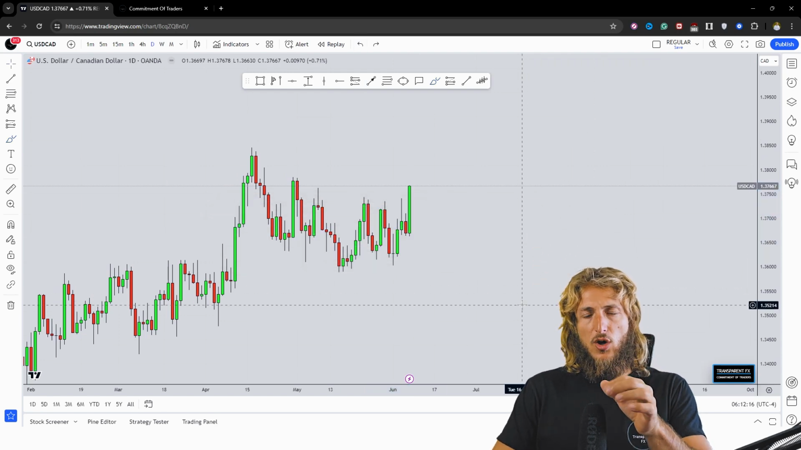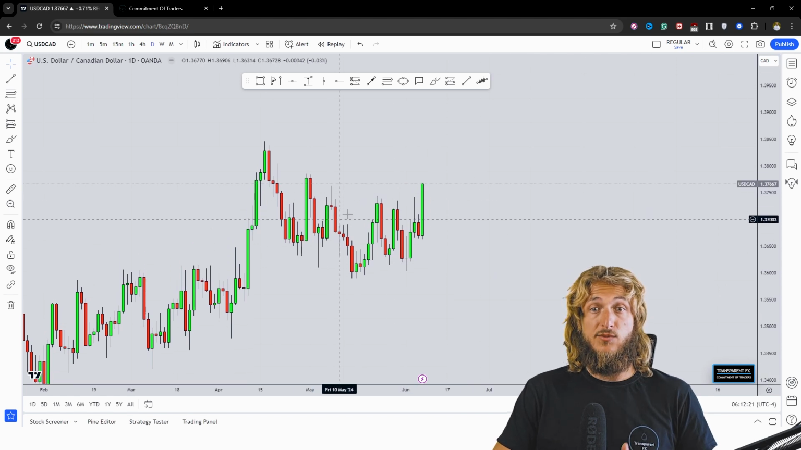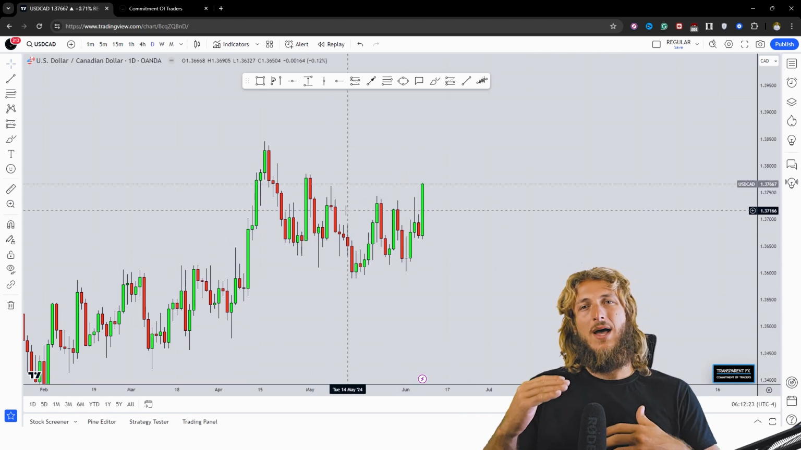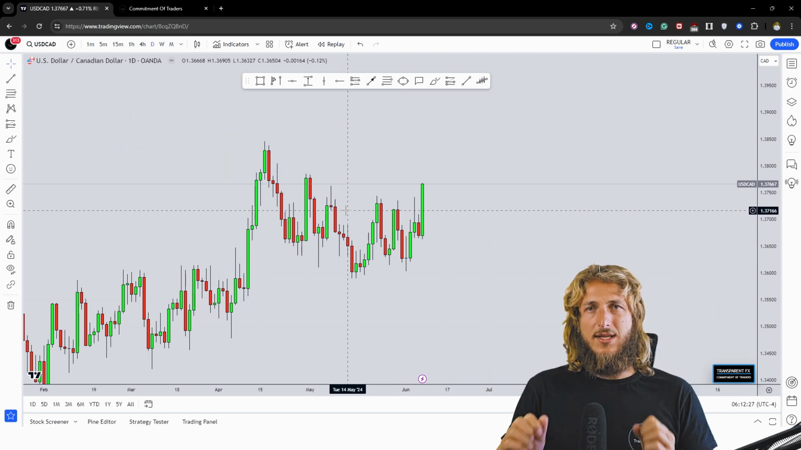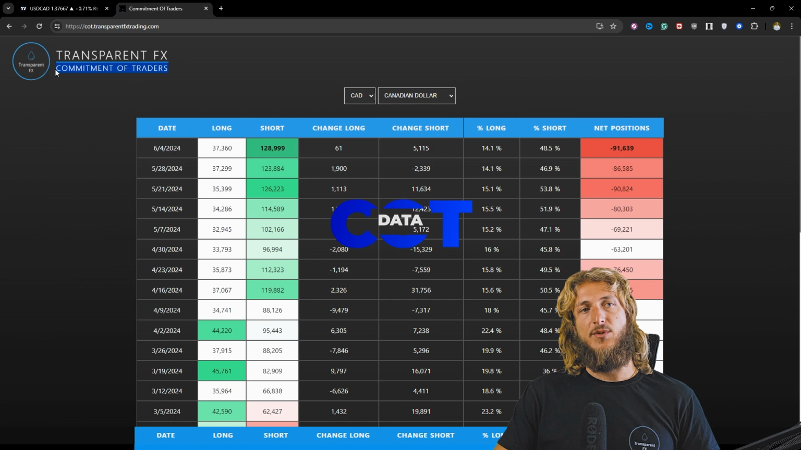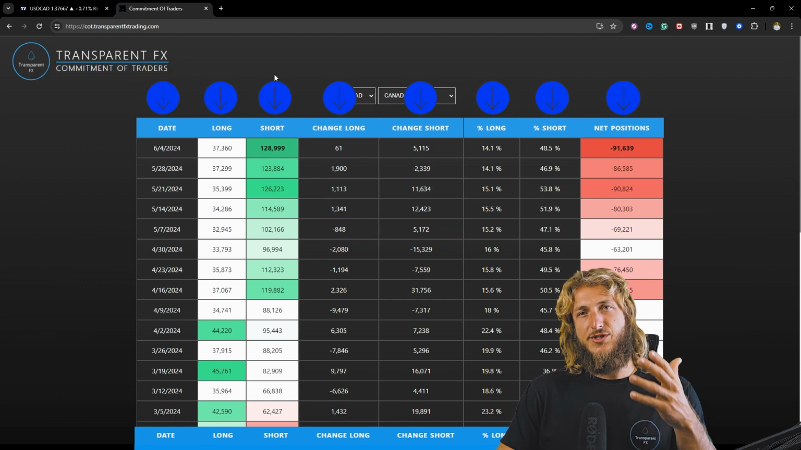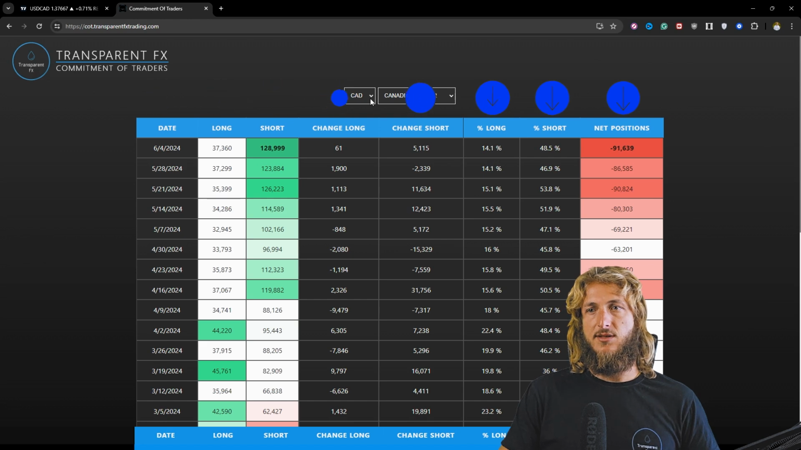But at the moment, what do we have and what kind of moves does this market seem to be creating when it comes to the structure? So how is this structure shifting here from a daily perspective? Well, before we dig deeper into that, first, let's see what we have when it comes to the commitment of traders. So what hedge funds and the big players in the market are doing, and let's check the data precisely for the CAD.